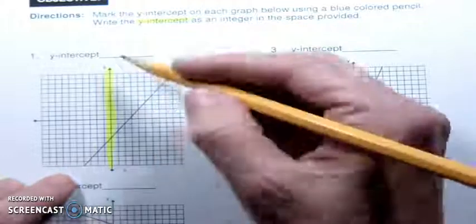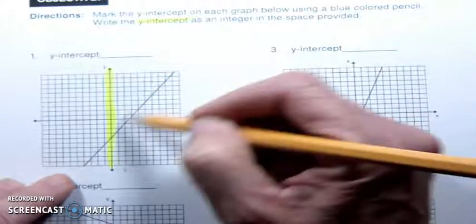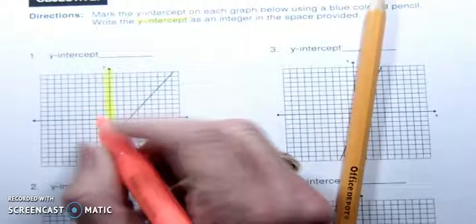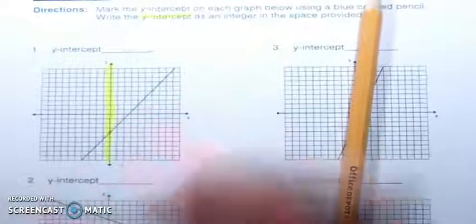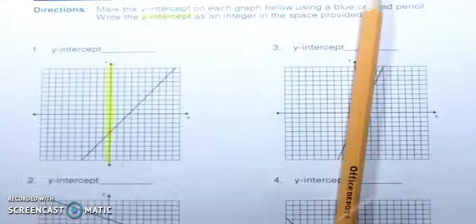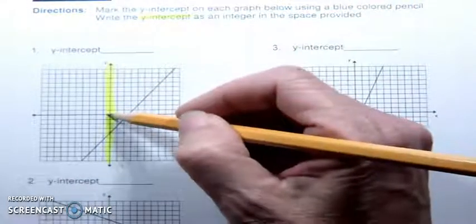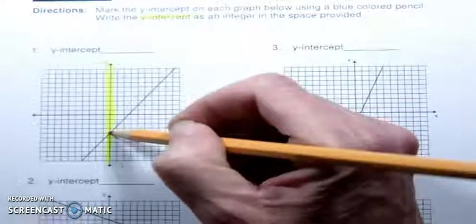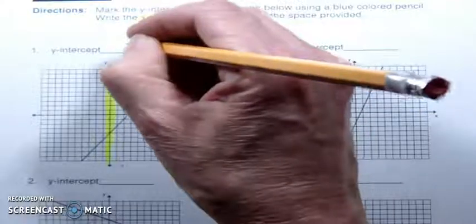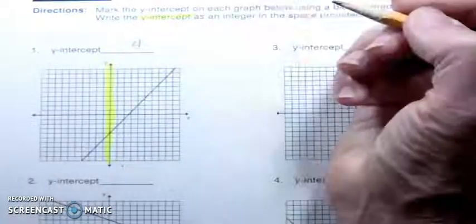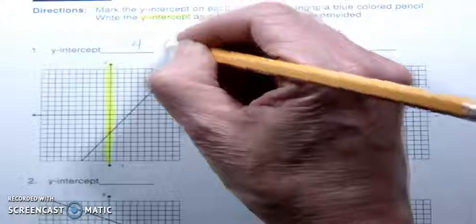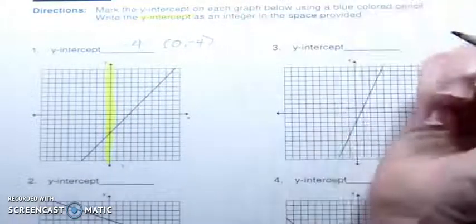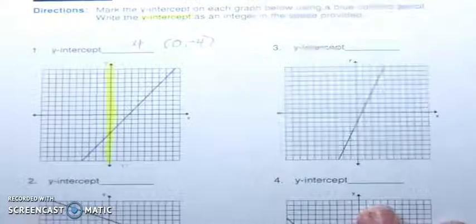So in this particular case, I've got this line right here, and I'm looking at where it crosses the y-axis, which is right here. And for me to identify that, I can see that it's right below the origin: -1, -2, -3, -4. So my y-intercept is -4. I could also write it as an ordered pair, which would be (0, -4), like this. So let's try another one.